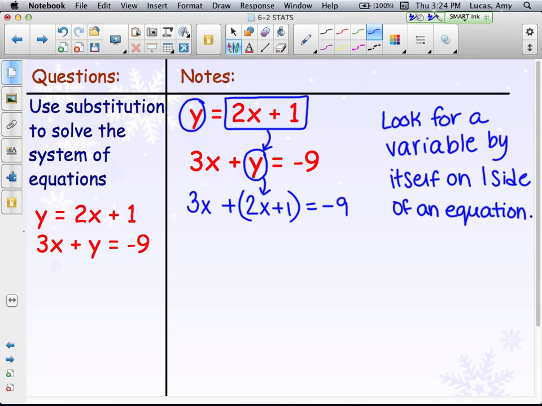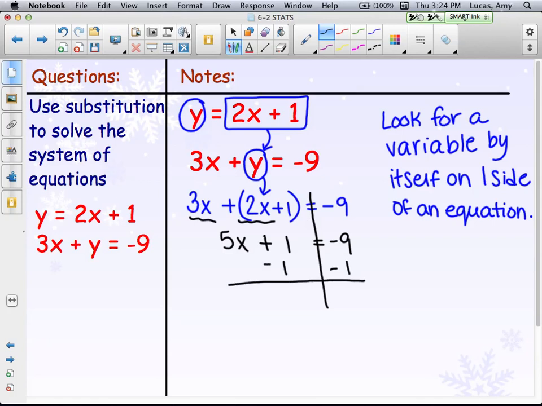So, take a look at what I did. I said y is the same as 2x plus 1, so I replaced it with 2x plus 1 in the other equation. Now, what that has done for us is it's created, well, not a system, but an equation with only one variable in it. 3x plus 2x, because I don't even need those parentheses on this one, 3x plus 2x would be 5x plus 1 equals -9. I can finish solving this.